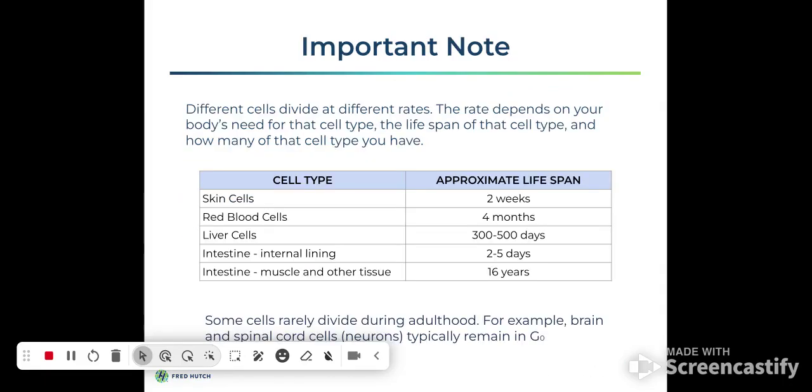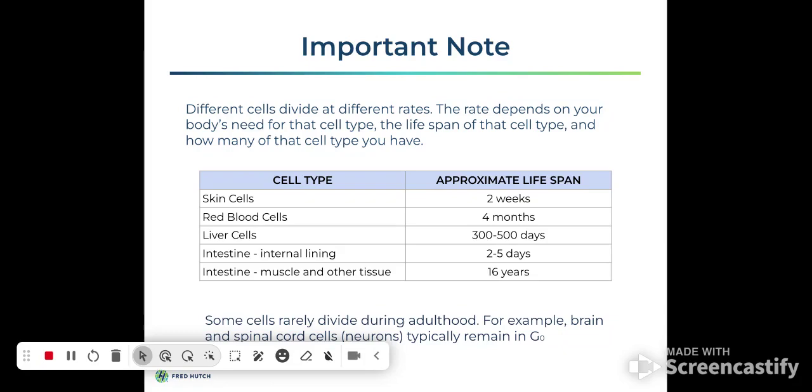So an important note is that different cells divide at different rates, which we kind of mentioned before. That rate really depends on your body's needs for that cell type, the job of that cell, and how long its lifespan is. So for example, your skin cells have an approximate lifespan of 2 weeks, and then they need to be replaced by new cells. So those, again, are dividing pretty frequently in order to create those new skin cells.